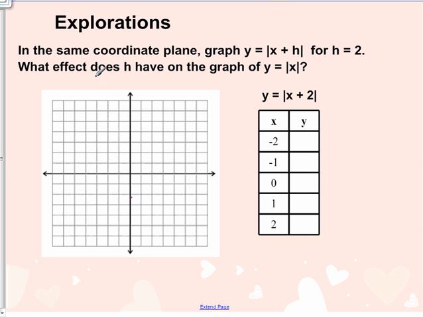This example is when we are dealing with the value inside the absolute value. So as you go down and fill in this table, we would say, okay, -2 plus 2 is 0. The absolute value of 0 is 0. -1 plus 2 is 1. The absolute value of 1 is 1. 0 plus 2, so on and so forth.